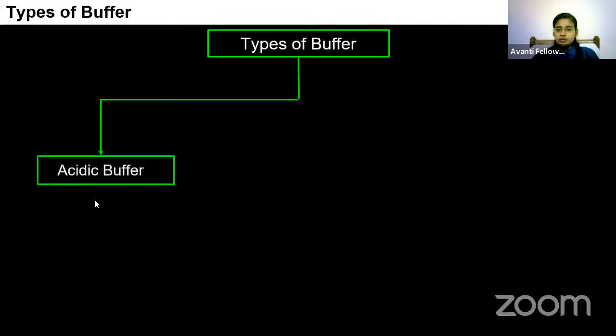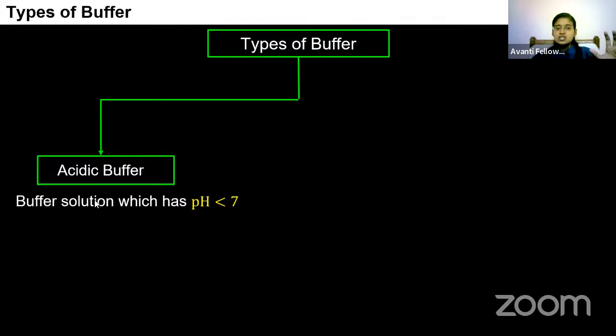Okay. So now coming to the types of buffer. There are two types of buffer, as I have already told you. One is acidic buffer and the other one is basic buffer. Acidic buffer means the buffer solution which has the pH value less than 7. In the previous picture I showed you, one solution had the pH value 5.5. So 5.5 is less than 7, so that solution is an example of an acidic buffer.